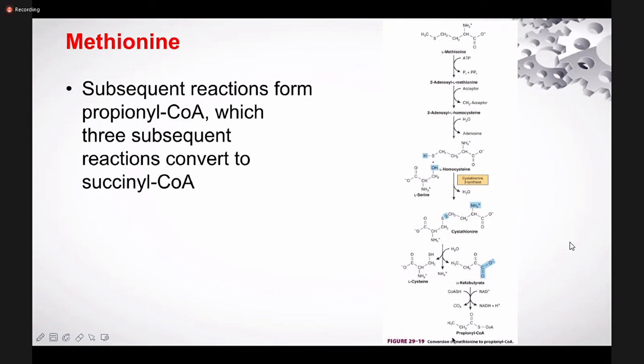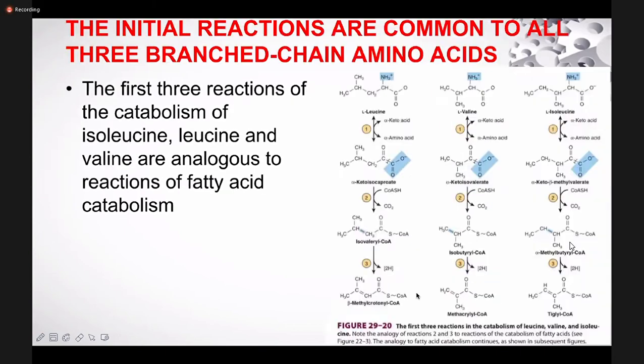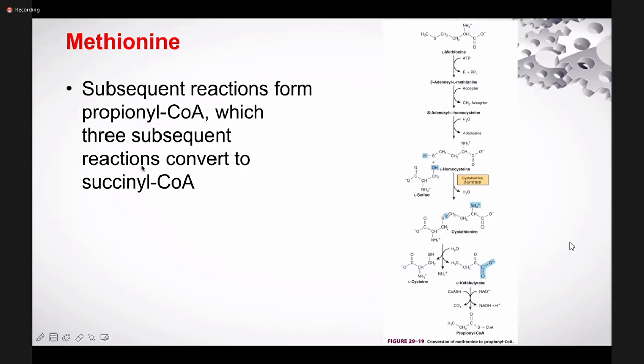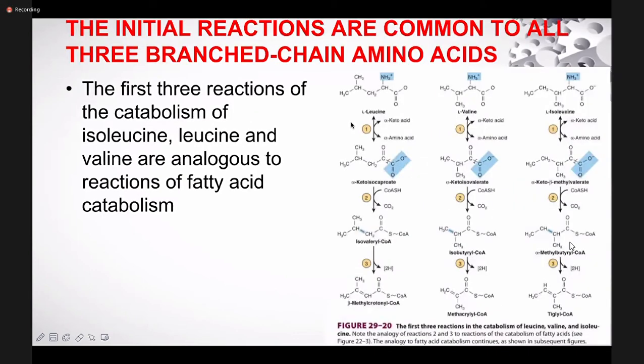And the succinyl CoA, if we can recall, goes back to the tricarboxylic acid cycle. So it enters the cycle again. Okay. So now we go to the branched-chain amino acids. So here we are talking about isoleucine, leucine, and valine.